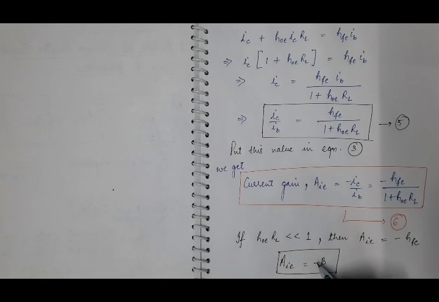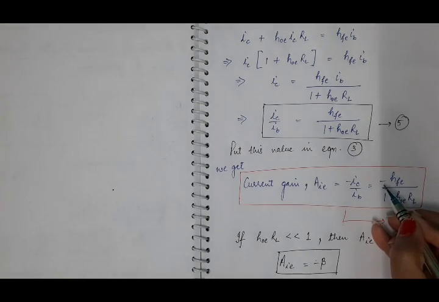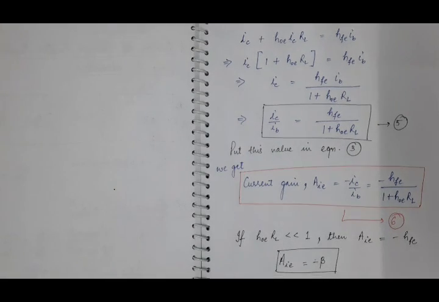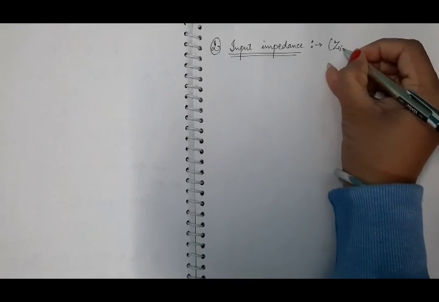And this negative sign indicates that the output current is 180 degrees out of phase with the input current. Now in the next part, we will find the expression for input impedance, denoted by ZIE. And according to Ohm's law, what is this ZIE? It will be voltage divided by current.